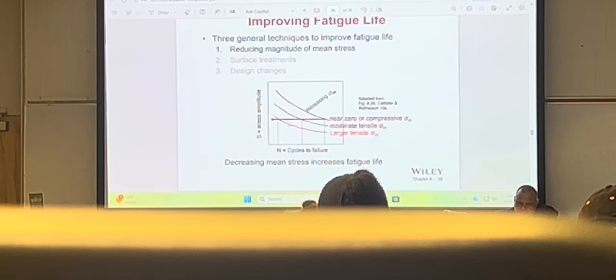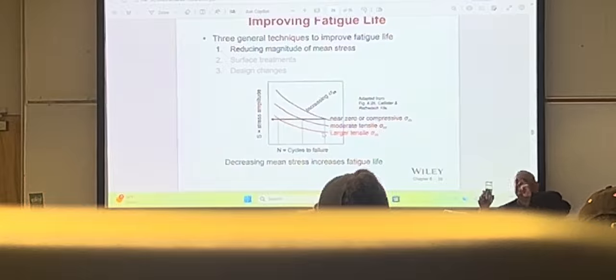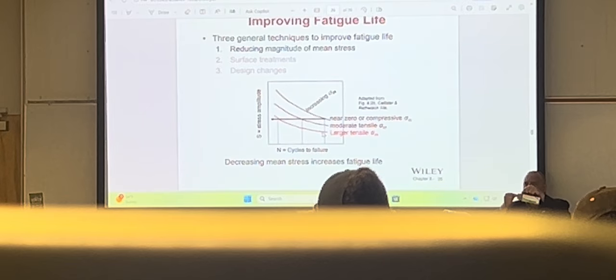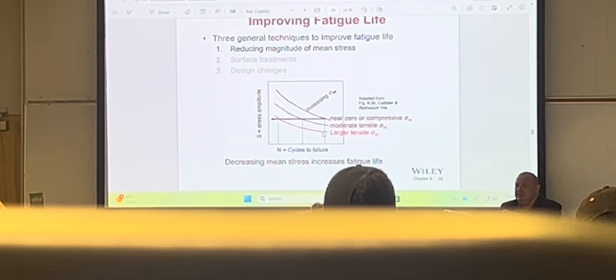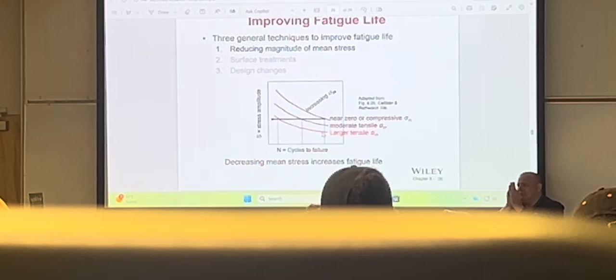This is the stress amplitude versus the number of cycles. This is the near zero of compressive stress. This is moderate tensile, and this is larger tensile. What I need to tell you is that cracks only propagate in tension. Cracks do not propagate in compression. Even if I take this piece of paper and compress it, you don't see me tearing it, do you? I'm pushing on it. I mean, I have other effects of bending and whatnot, but if I compress a crack, it is healing when you're compressing it. Crack only propagates when you're putting it in tension.